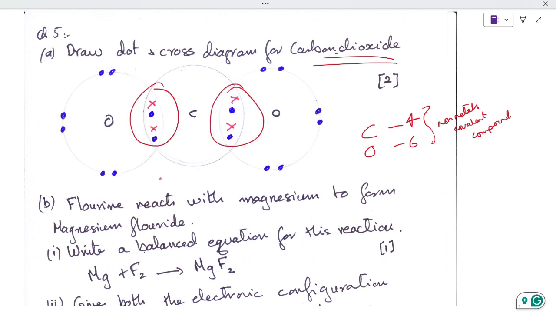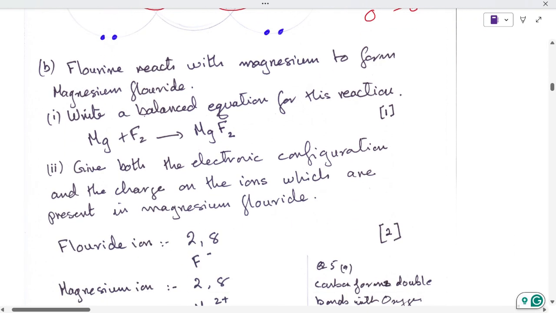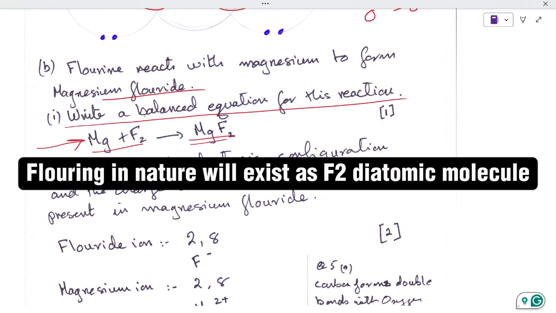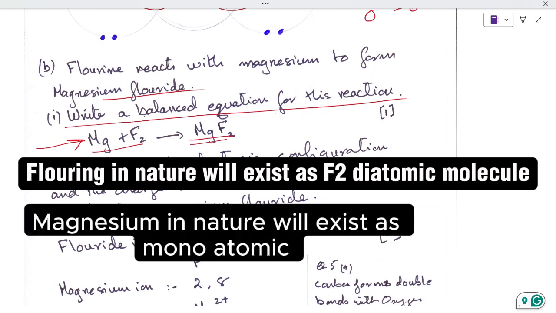Now the B part: fluorine reacts with magnesium to form magnesium fluoride. Number 1 part says, write a balanced equation for this reaction. Now we have done this again in our ionic bonding and covalent bonding chapter. Magnesium plus fluorine forms magnesium fluoride. Now there is one thing you must remember: fluorine in nature exists as an F2 diatomic molecule, whereas magnesium and all metals exist in monoatomic form; they do not form molecules.